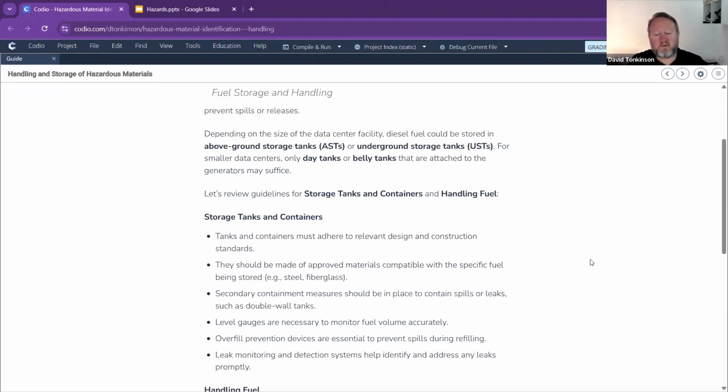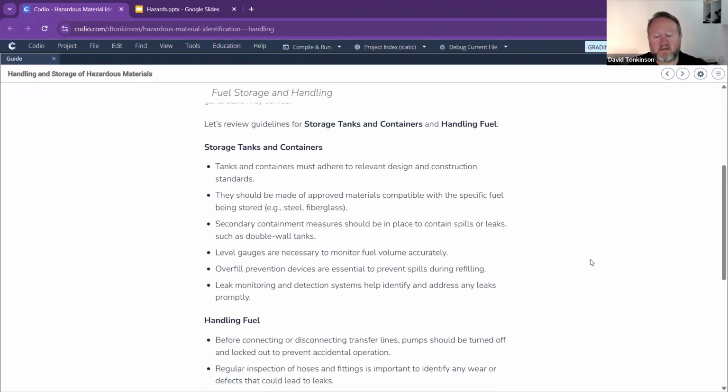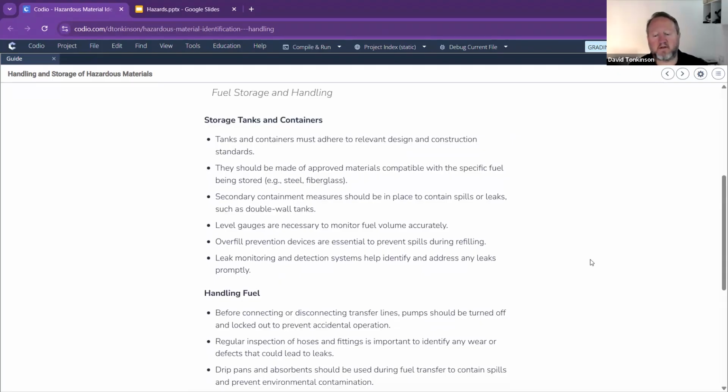But they need to basically be stored in a safe manner. So they must adhere to a relevant design and construction standard. Okay, they've got to be made of the appropriate material. They must have a secondary containment system. We can't just stick a diesel tank on the side and go, that is okay. There must be a secondary containment, so if there is a leak, that then gets contained and we can clean that leak up. We cannot allow things like our diesel and our petrol simply to leak out into the ecosystem, into the waterworks, or just simply soak into the ground.